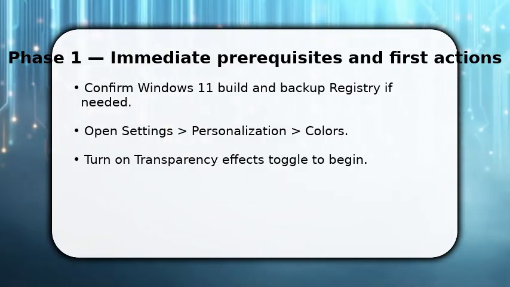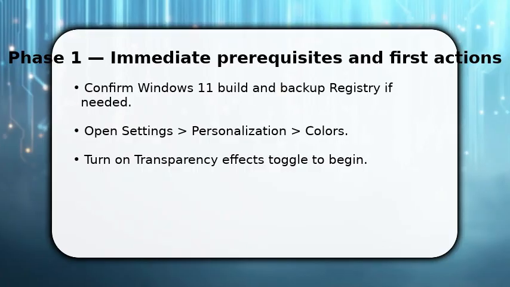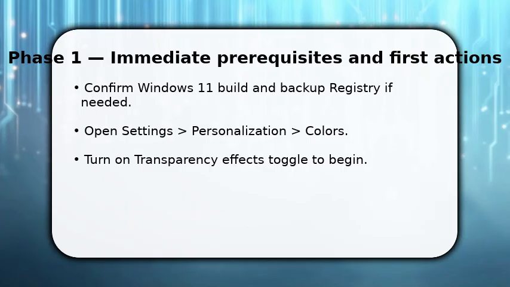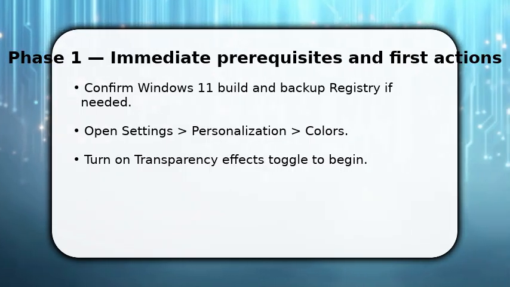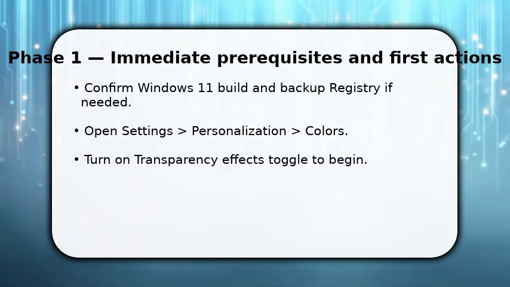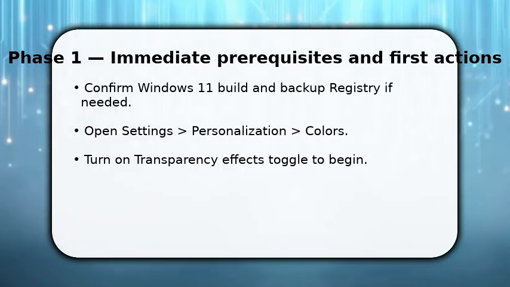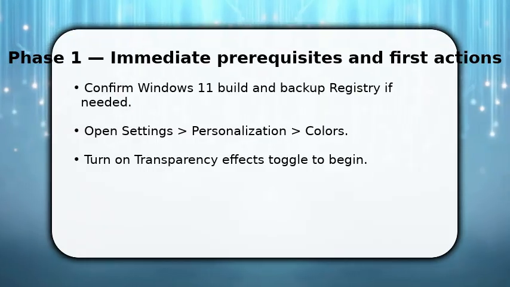Next, open Settings, go to Personalization, then Colors. Turn on Transparency effects here so the system-level option is enabled. Once done, that allows later tweaks to the taskbar. Make sure you're signed in with an administrator account because the next steps require elevated access.